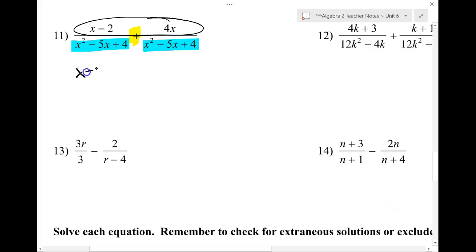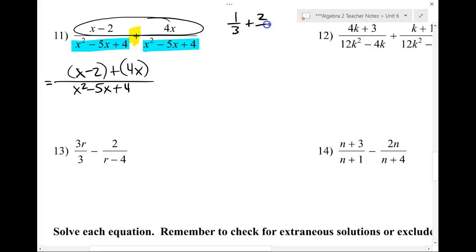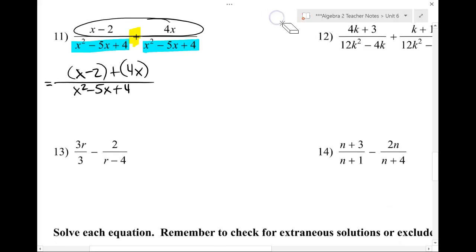So now we have (x minus 2) plus (4x). And I'll tell you why I put that in parentheses here in a second. So now I'm going to just write the denominator. Remember, we don't add the denominator. We only add the numerator, just like we would if it was a fraction. So if I had 1 over 3 plus 2 over 3, well, that's not equal to 3 over 6. That's just equal to 3 over 3, because we only add the numerator. Okay? Same thing applies here.